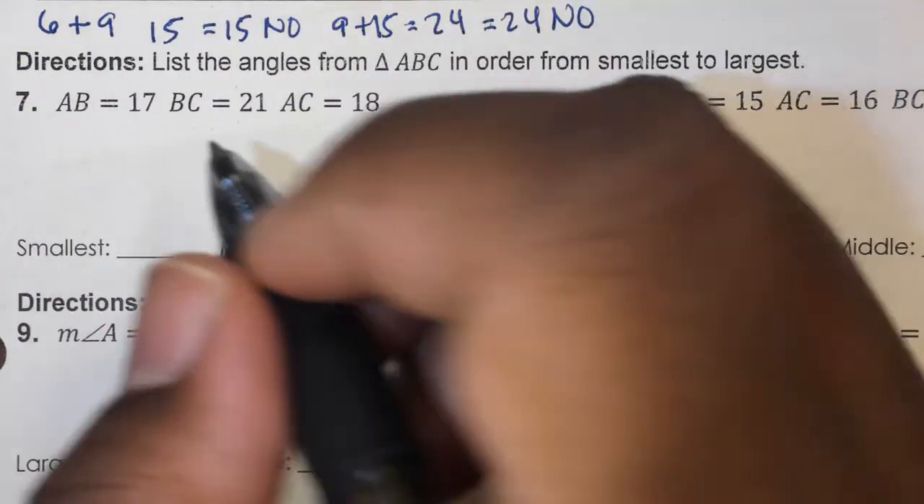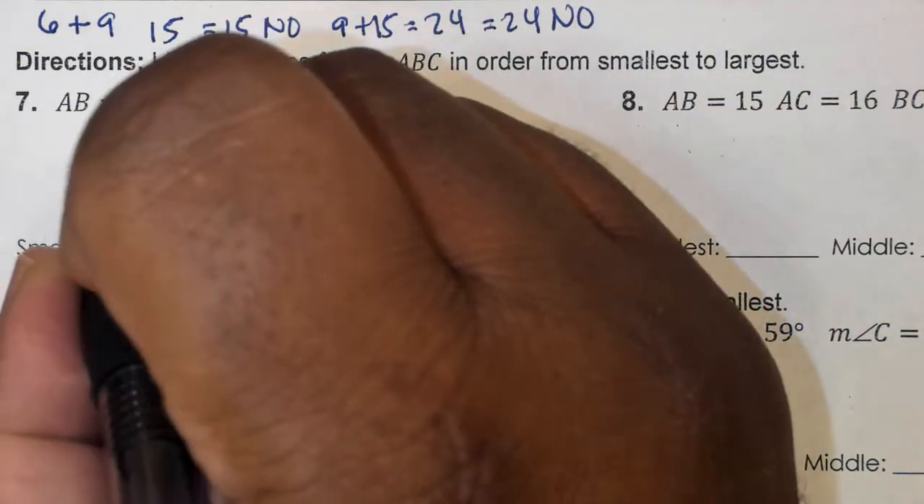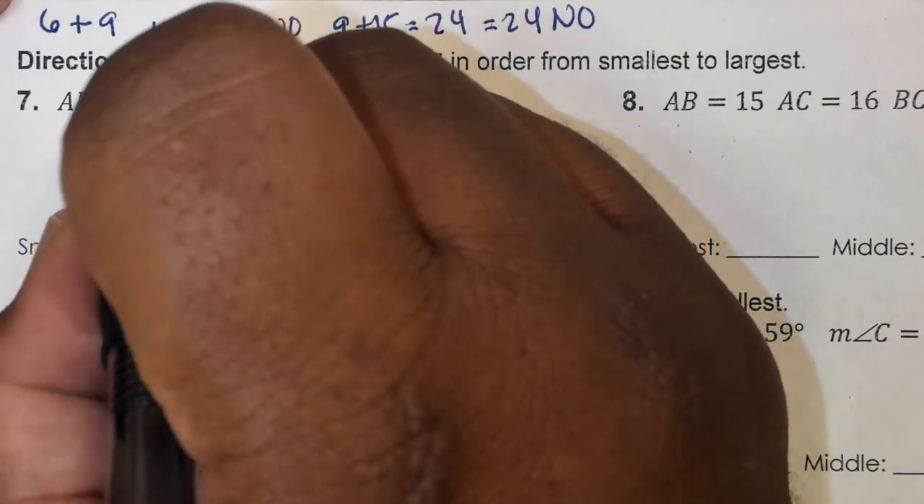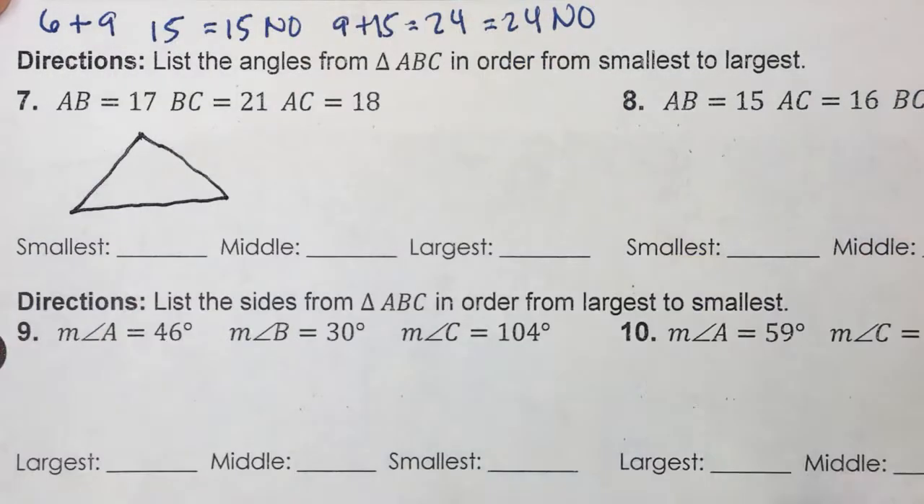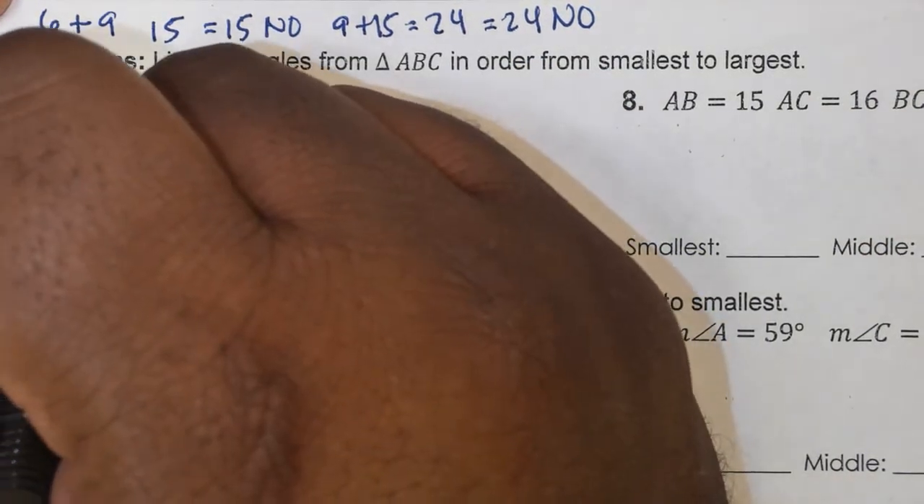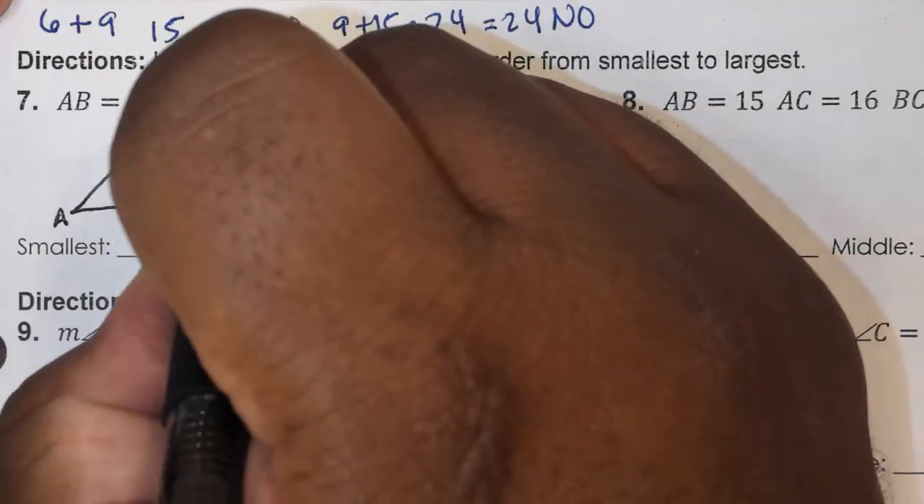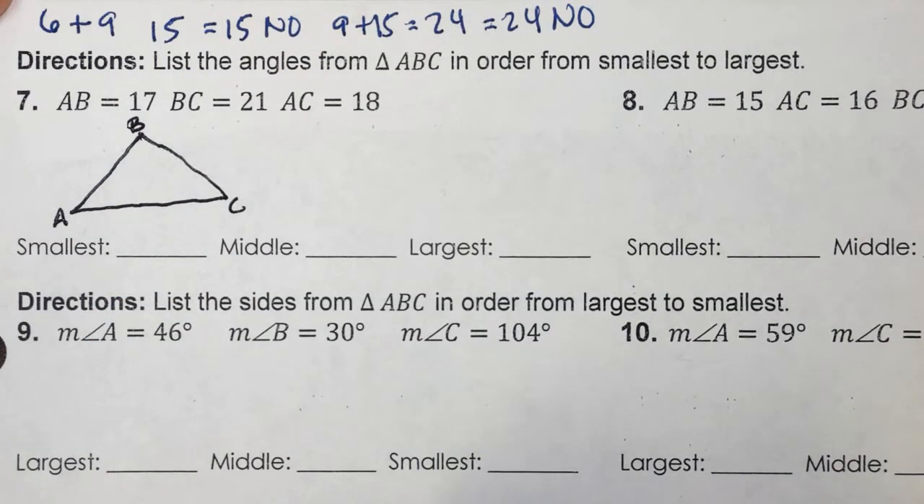So the best thing to do for this is draw a little small triangle for yourself. And it doesn't have to be accurate in size at all, because when you put the numbers on, it's probably not going to make sense the way you draw it. I'm going to just draw a random triangle. Then I'm going to label it A, B, C. I suggest all y'all do it too.